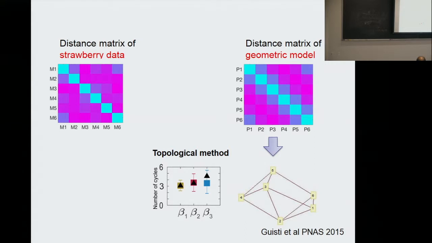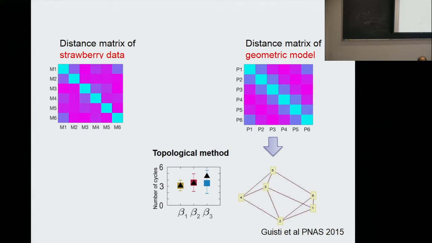So if you have, say, 80 points, you ask how the geometry changes if you subsample. Any other questions? Did I address your question?